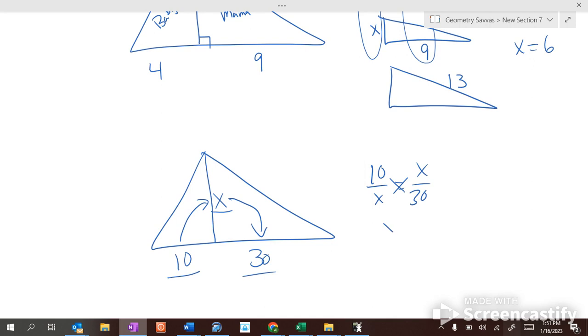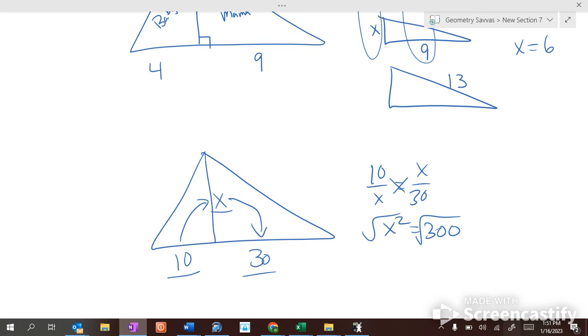So if we cross multiply, we get x squared equals 300. Take the square root, and oh no, you get a crappy decimal. But the directions will say, leave your answer in simplest radical form. So what the heck is simplest radical form? Well, behind me here, we see the perfect square numbers, 1, 4, 9, 16, 25. Where do those numbers come from?